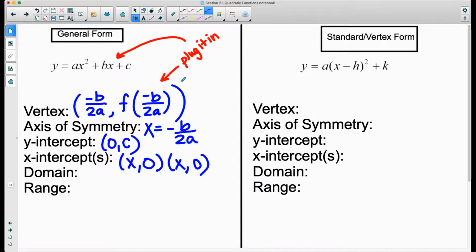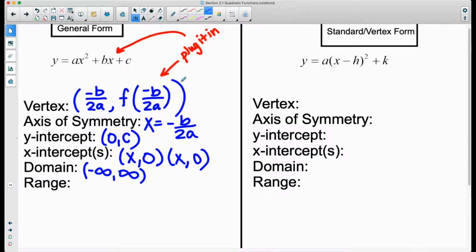Okay, what's the domain of every single parabola? All real numbers, negative infinity to positive infinity. Always. And our range is going to be dependent on the way our graph is facing. So if our graph is facing up, then it's going to be anywhere greater than that value. So if we have y is greater than, let's say that's 2 or something like that, then we would say 2 to infinity.